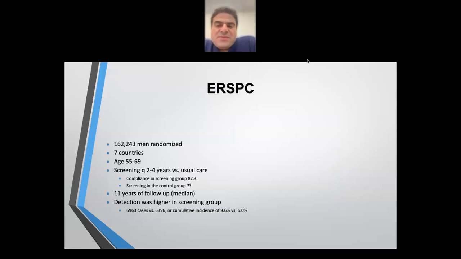So they had 160,000 men in Europe, 7 countries, between 55 and 69, and they said we're going to screen, and every center will have its own protocol. They were going to screen every 2 to 4 years versus the usual care. They looked at the compliance in the screening group: 82% were actually screened. In the control group, they don't know, because it was whatever the usual is. And then they had a median of 11 years.